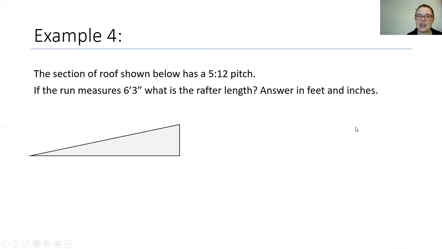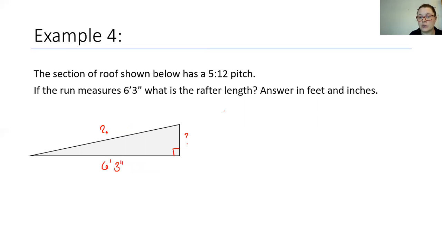Example 4. The section of roof shown has a 5/12 pitch. So we're getting into a little bit of practical math here. If the run measures 6 feet 3 inches, what is the rafter length in feet and inches? So I want to know what's the rafter length. So that's our rafter length. We sure hope that this has been built square. We have a run of 6 feet 3 inches, and I don't need to know the height, but I guess I have to find the height at some point in order to figure out Pythagorean theorem, because Pythagorean theorem says I need A and B to find C.